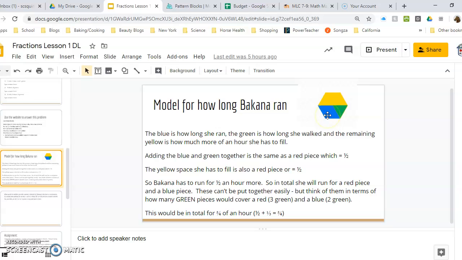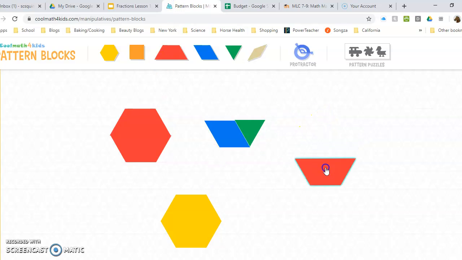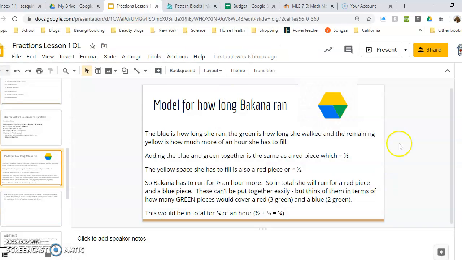So the blue piece is her running for the third, the green piece is her walking for 1/6, and the yellow is what would remain. And so the question is, what would fit in the yellow? Obviously the only piece that would fit in the yellow would be one of our red pieces, one of these. All right, so the yellow space she has to fill is also a red piece, or 1/2.